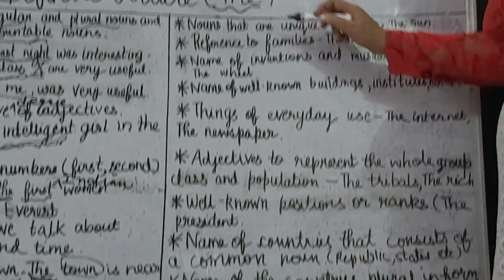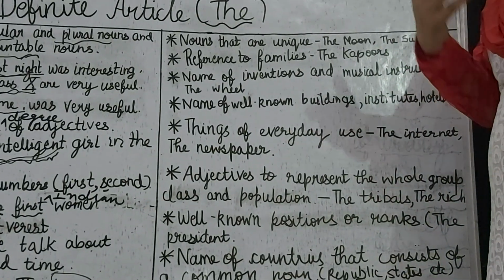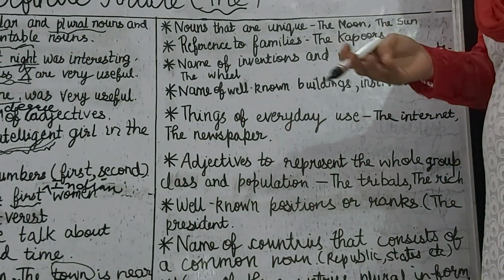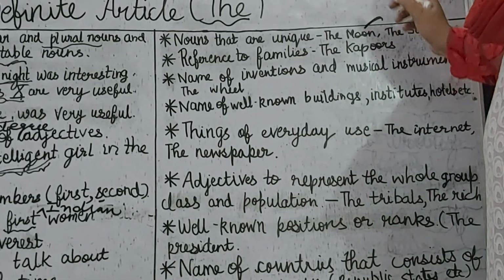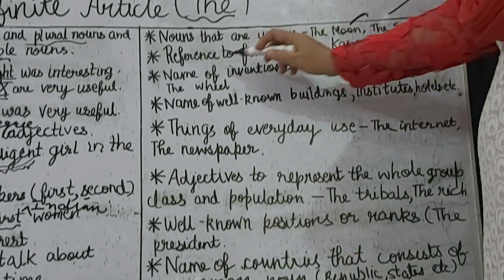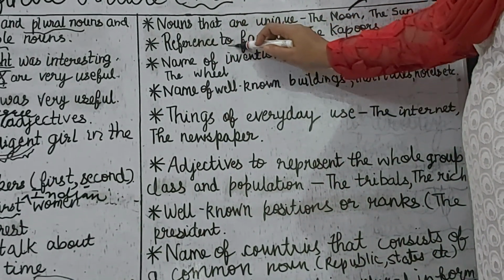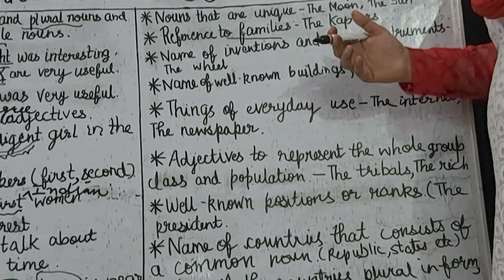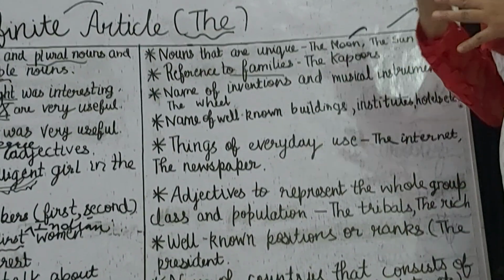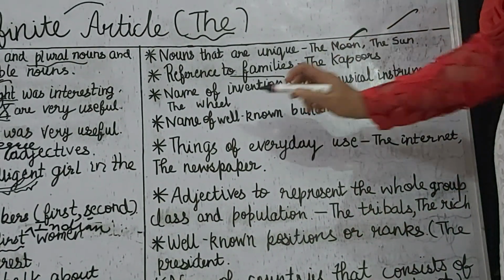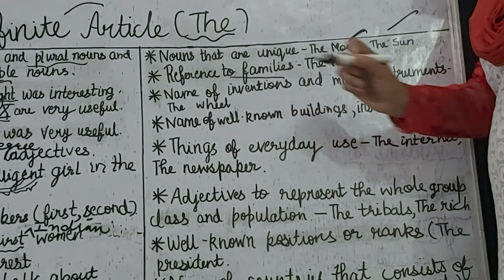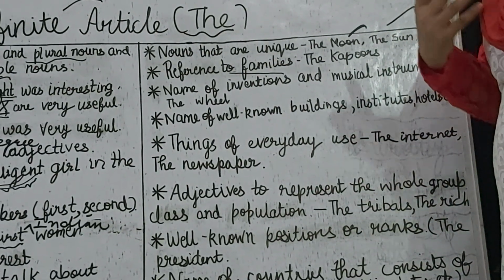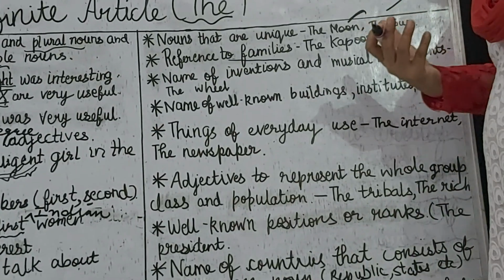Next, the is used with nouns that are unique. Nouns that are unique like the moon, the stars, the North Pole, the South Pole. Anything that is unique in nature we use the. With reference to families like the Kapoors, the Chatterjees, we use the. Names of inventions and musical instruments, like the wheel, the piano.